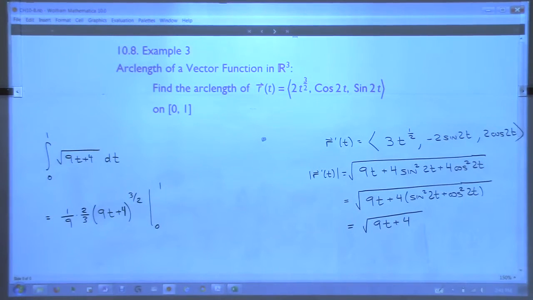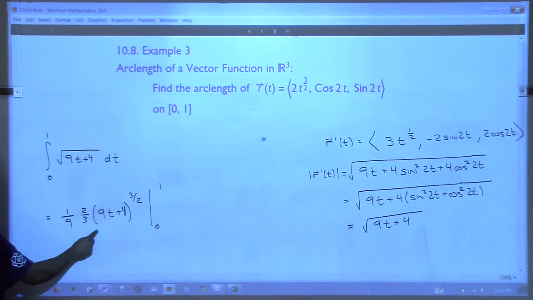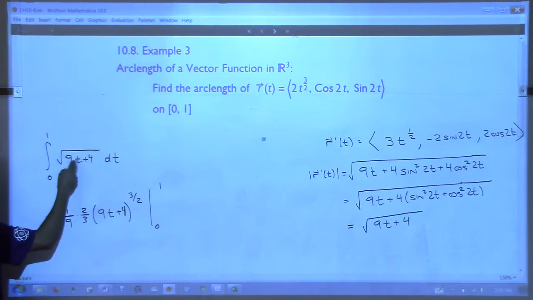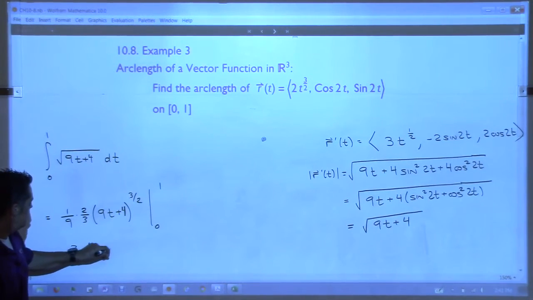Is everyone kind of good through this if you're following along here? I just did this one mentally from here to here, but you could do just a basic u substitution here to get to this. And then let me just clean this up. This is 2/27 (9t + 4)^(3/2).